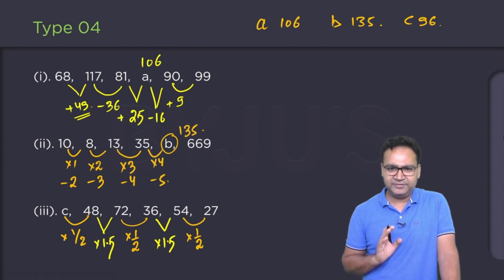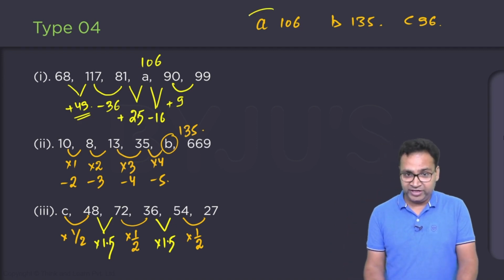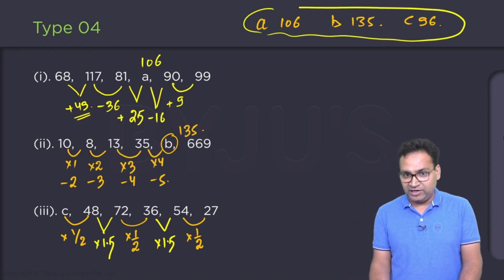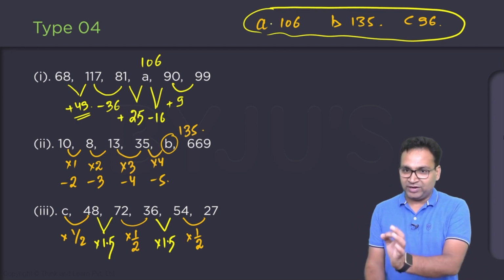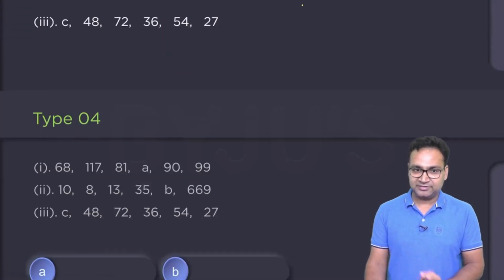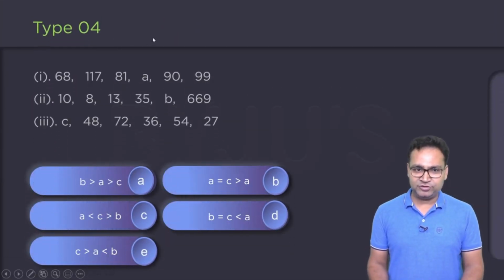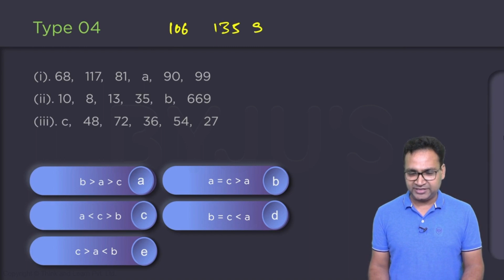It can be done very well. No doubt. Yes. So I got the value of A, value of B, and value of C: 106, 135 and 96. Clear? So I have the values of A, B, C. What were the values? 106, 135 and 96.